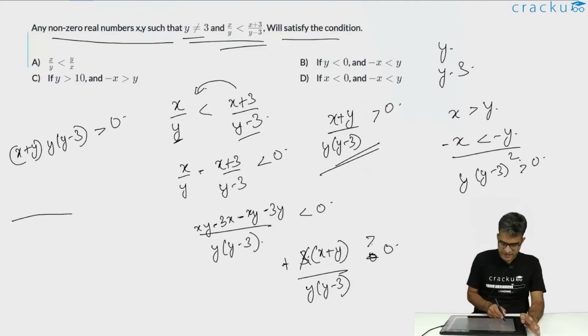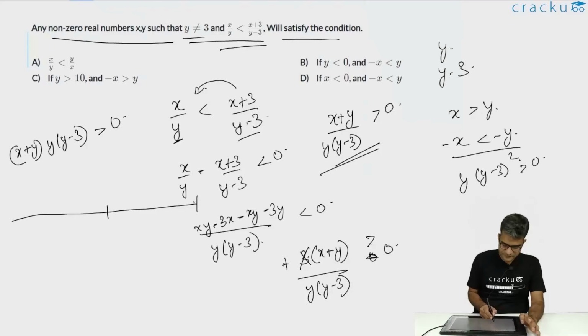So let us draw a number line. This is when y is equal to 0. This is when y is equal to 3. Let me actually clean this up so that we have space. What we essentially have is (x plus y) into (y minus 3) is greater than 0. Now if you are drawing the number line on y, this is when y is equal to 0. This is when y is equal to 3.